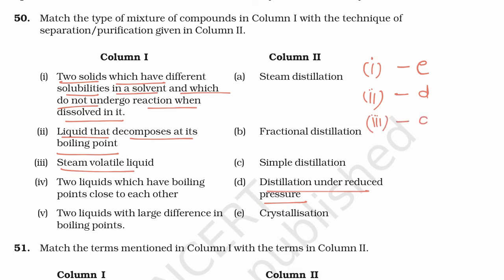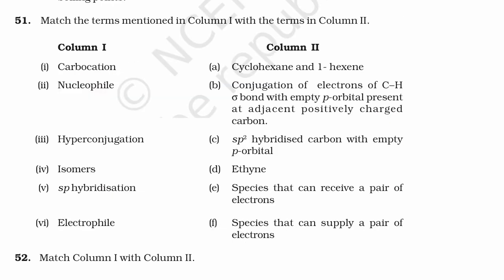So third, A. In the fourth, two liquids which have boiling points close to each other can be distilled under the fractional distillation method. And in this method, the fractionating column length is increased. So fourth, B. Two liquids with a large difference in boiling point, if they have a huge difference in boiling point, can be distilled by the simple distillation method. So fifth, C.